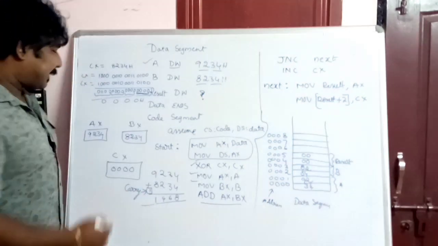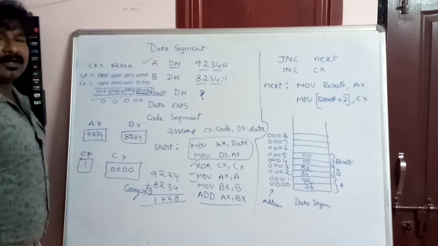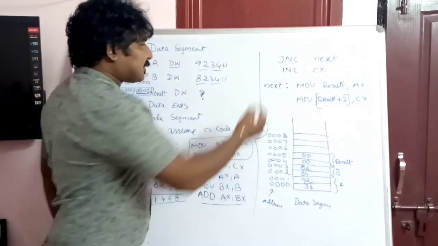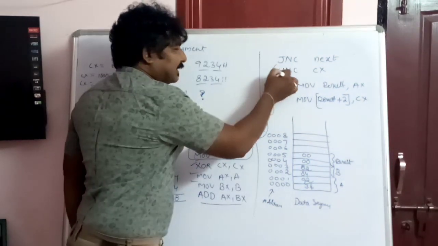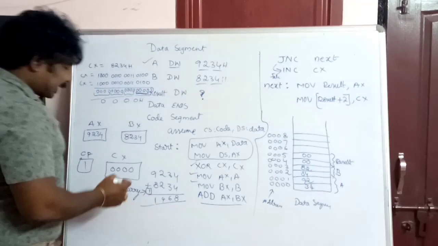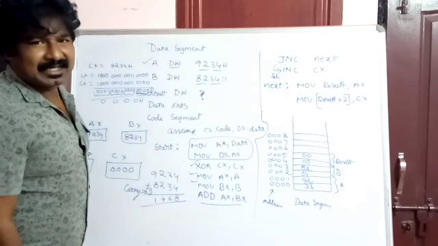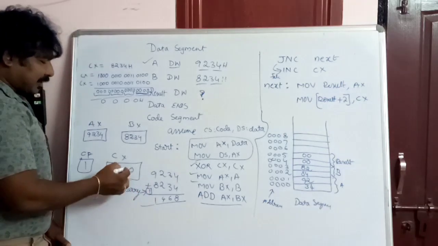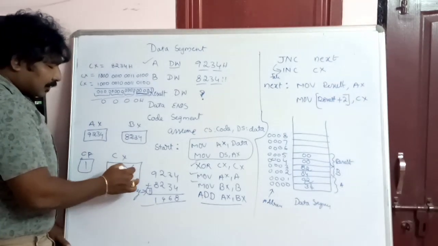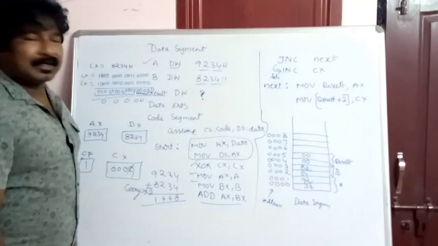So my carry flag will become a 1 now. So JNC will become false. If this is false, we'll come here. What is that? Incrementing CX. Increment is nothing but adding 1 to the contents of CX. Already 4 zeros are there. When you add 1, your CX will become 0001.